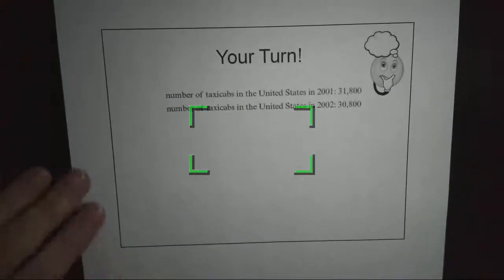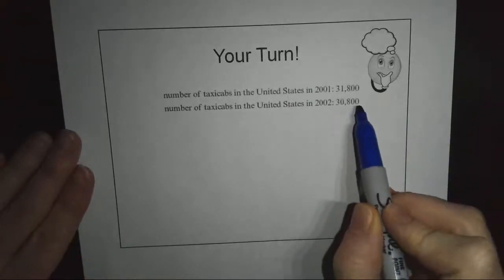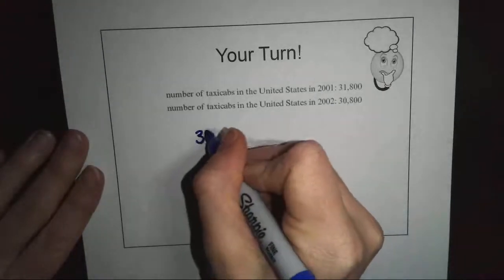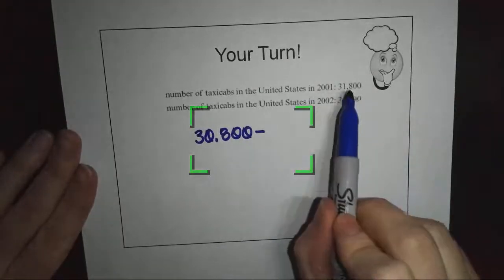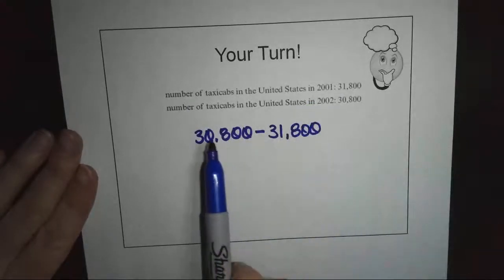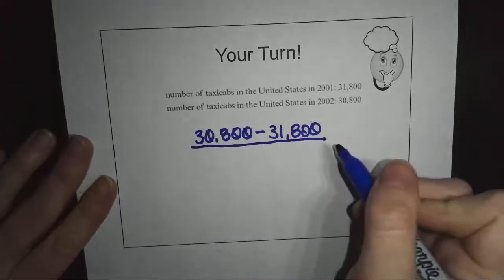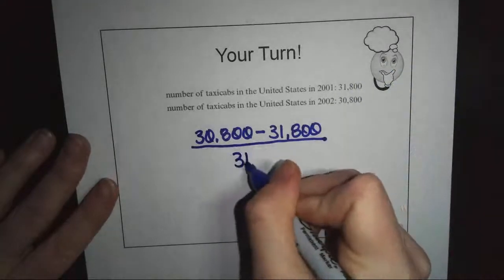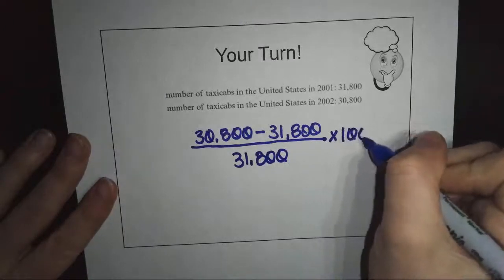So we have to find the difference in the two numbers, so we're going to take final minus initial. Now our final number was 30,800 because that was in 2002, which is later than 2001. So we're going to take 30,800 and subtract our initial amount, which is 31,800. That gives us the difference in our two amounts. Then, according to our formula, we divide that by the original amount. The original amount always came first, so 31,800. And then, after that, we're going to have to multiply it by 100.